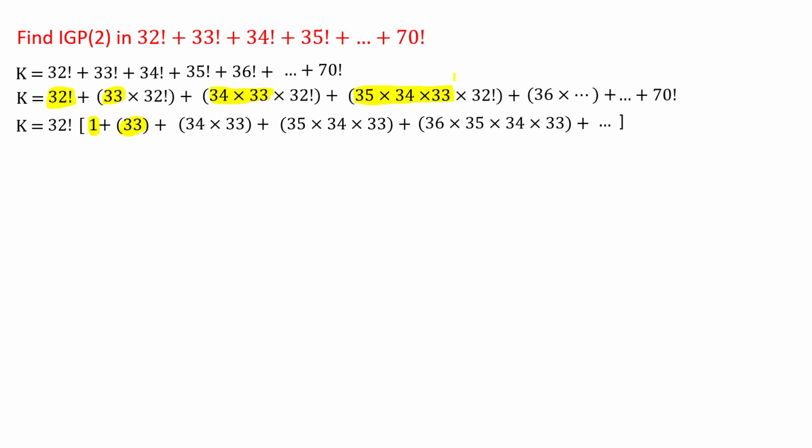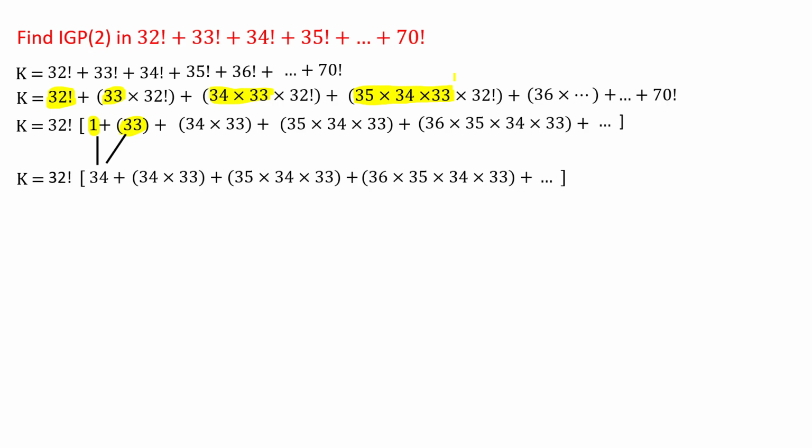Now look here, 1 plus 33 is nothing but 34, and the remaining terms as they are. Now in this bracket we are going to take 34 common. If I take 34 common from this, 1 is remaining. If I take 34 common from this, 33 is remaining. If I take 34 common from this, 35 into 33 is remaining. Bracket close. Now plus 36 into 35 into 34 into 33 plus so on.